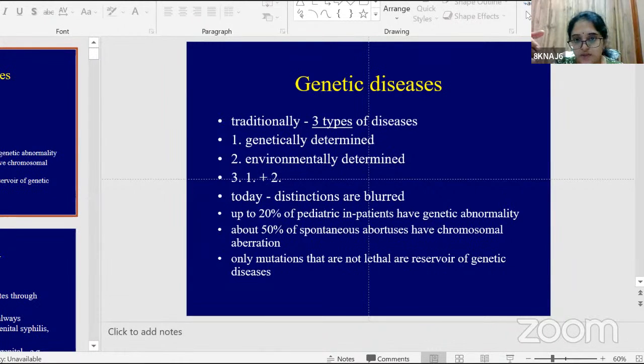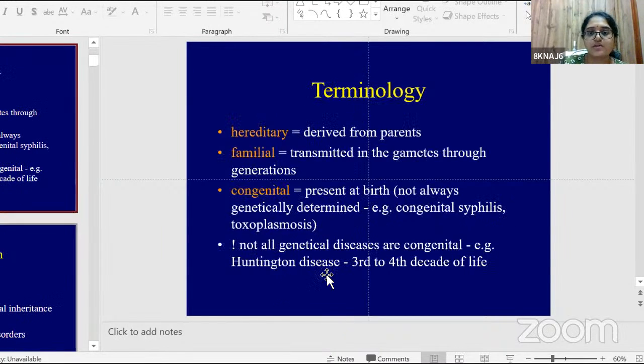So we have a few terminologies that we have to know about. Hereditary means it is derived from the parents. Familial means it is transmitted in the gametes through the generations altogether. Congenital means present at birth. So it can be congenital syphilis or toxoplasmosis. It is not exactly genetically determined, not something passed from the parents to the progeny, but it is possible for syphilis to occur at the time of birth.